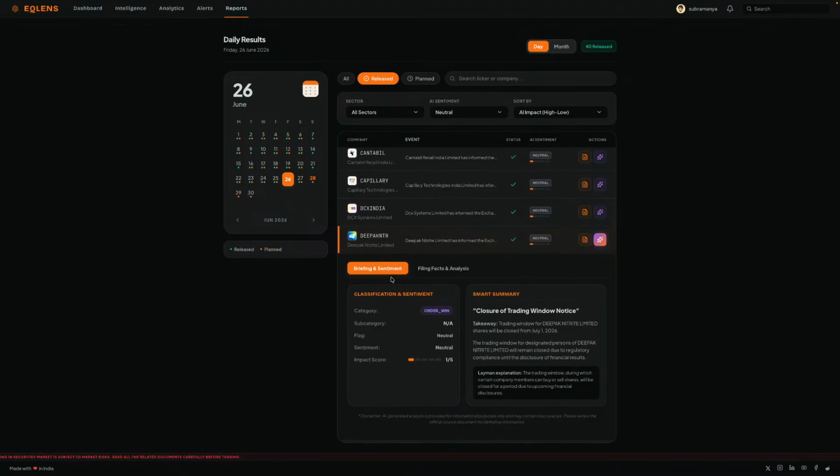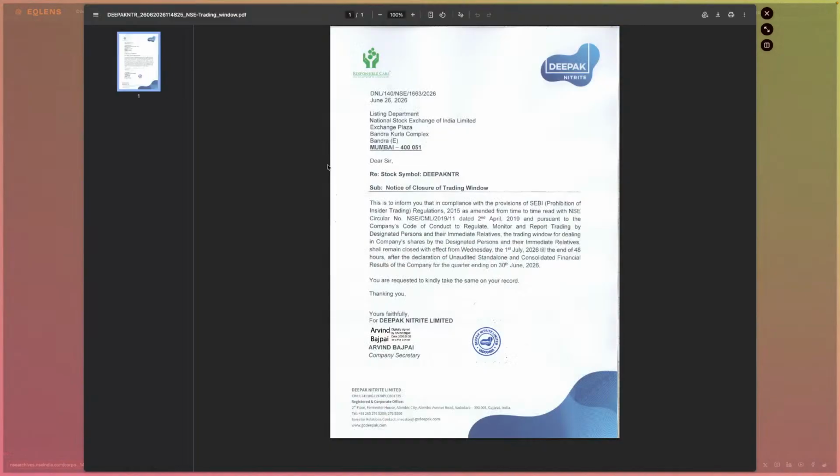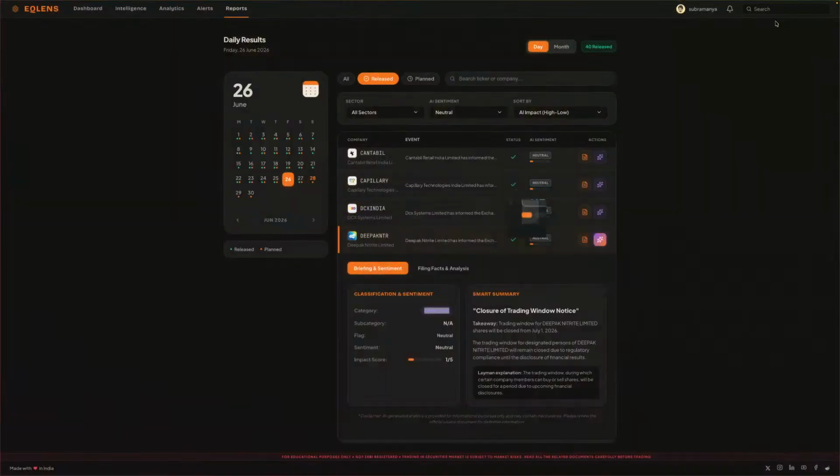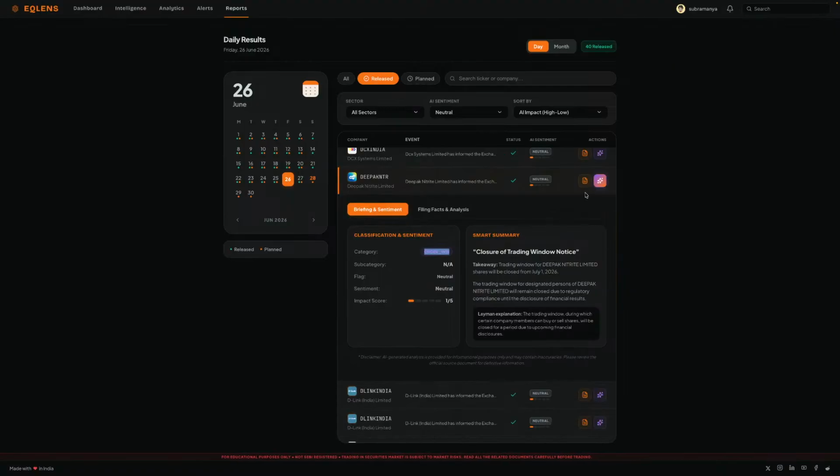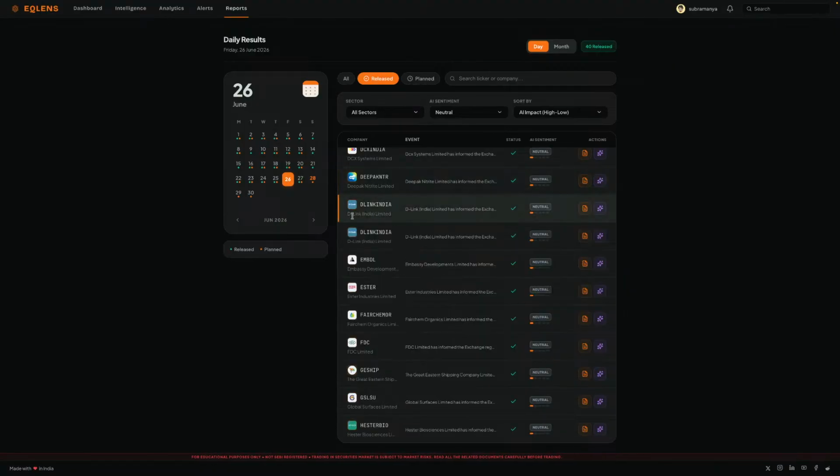Order win. This was order win, closure of trading window. Share will be closed from July 1st. But why does it say order win? I'm gonna just open and see what is happening. This is to inform you of the compliance with the SEBI insider trading regulations. Okay, that is correct. But why does it say order win? Bug. I'm gonna just check again why it's happening.